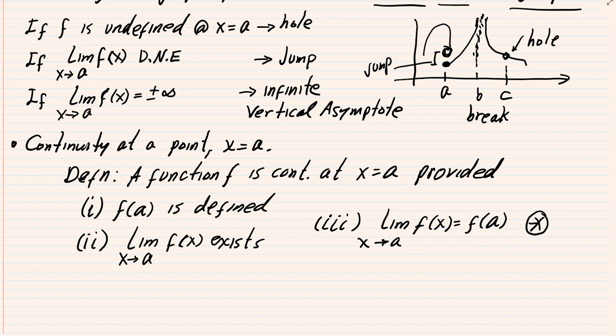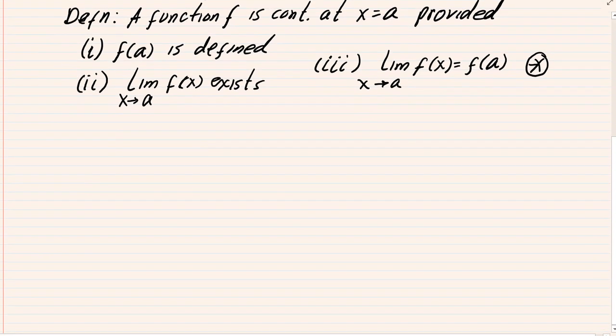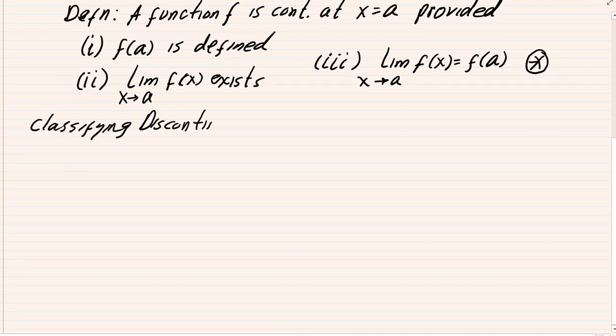Okay. Next, what we want to do is classify the discontinuities of the graph of a function. So let's write down classifying discontinuities. Okay, so there's going to be a couple of these, and actually there's going to be 3 of them.